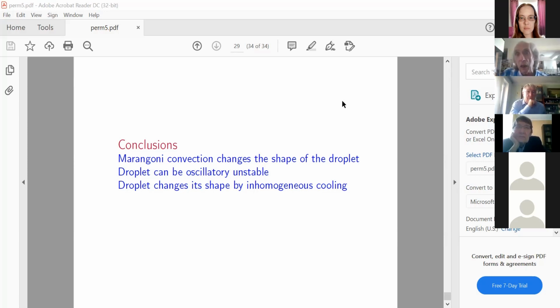So this theory is valid for much thinner films than are in experiments, because the instability that we consider is only for very thin films. It's what we can do by long wave approximation. Okay, thank you. We could have time for one more question.